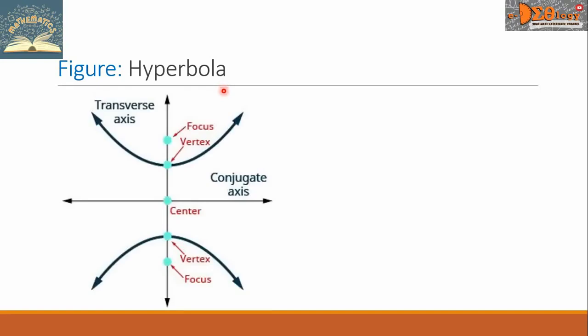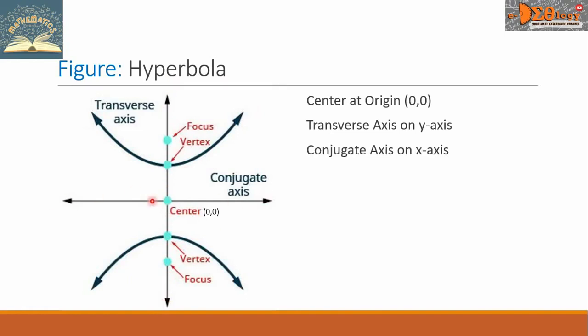Now, let us see the figure of the hyperbola. This pair of graphs here consists of the hyperbola. This is the center at origin. The coordinates are (0, 0). The transverse axis is here. It lies on the y-axis. This is the conjugate axis. It lies on the x-axis.